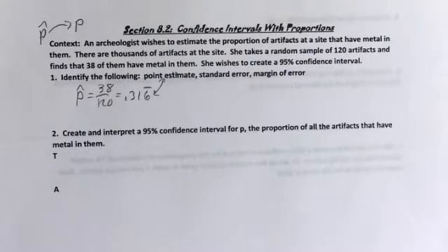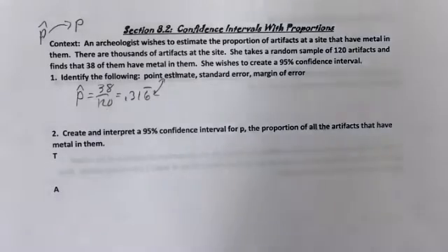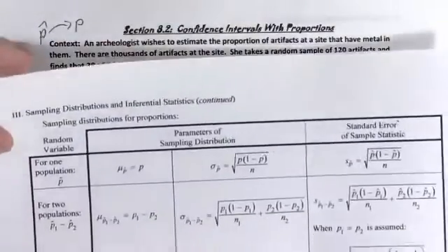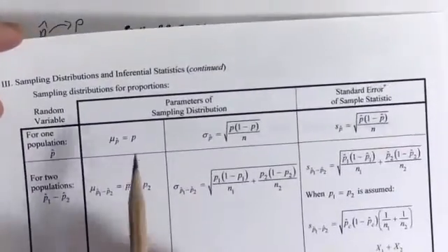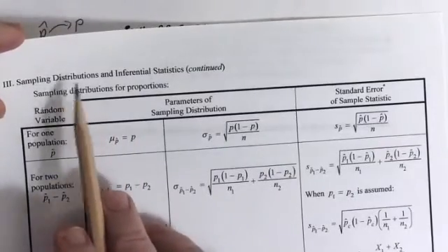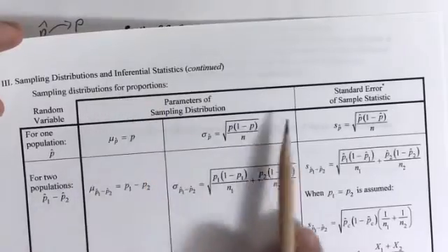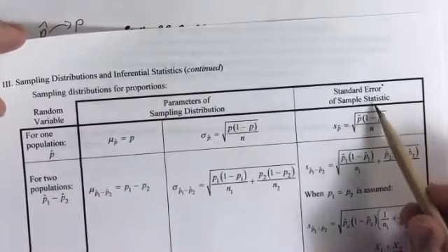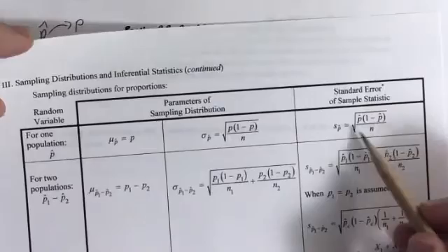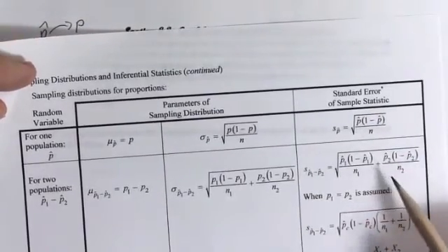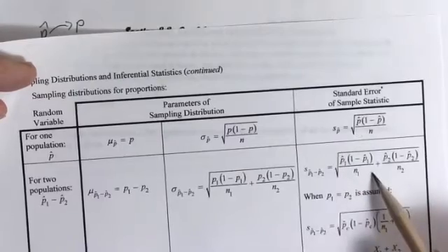All right, standard error. The formula for this is on your formula sheet, so let me pull that out. It's on page 2 of your formula sheet, right next to the stuff we did for chapter 7, sampling distributions and inferential statistics, which is what you're doing now for proportions. Notice what it says here, standard error of a sample statistic. There it is. That is the one for section 8.2, and this is the one for section 8.3.